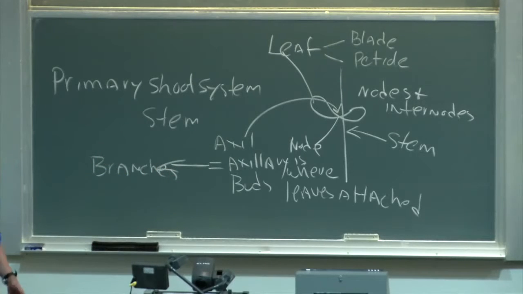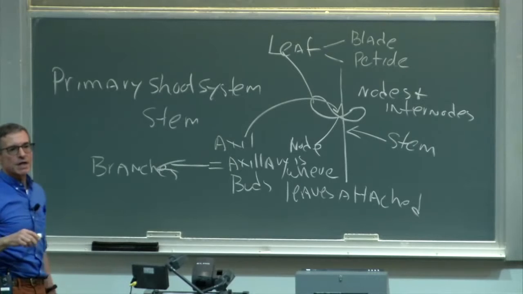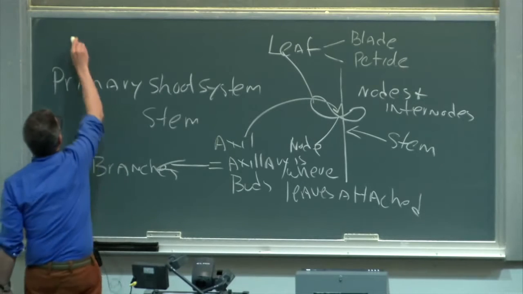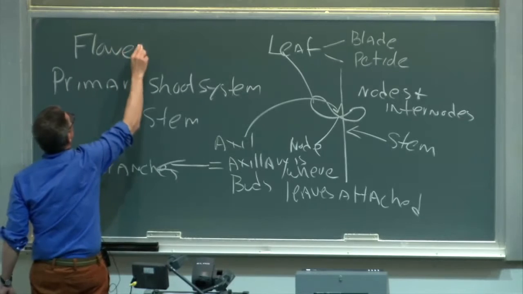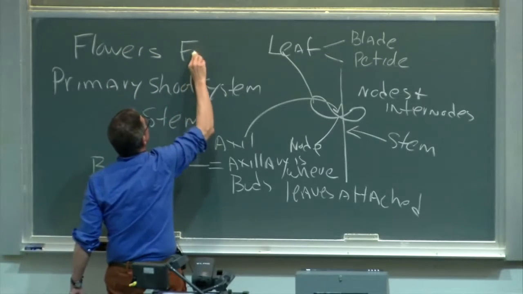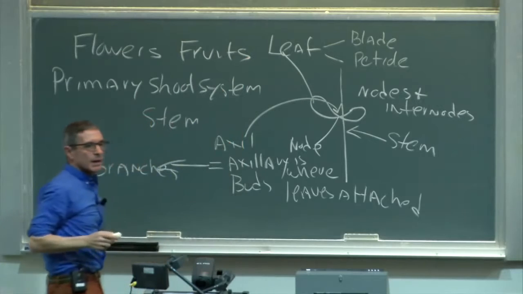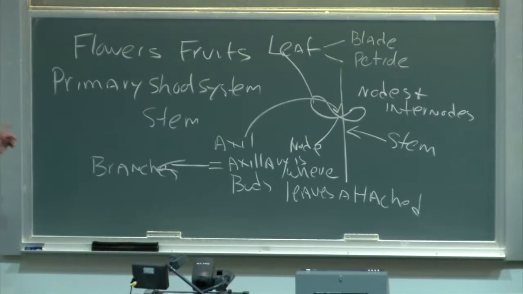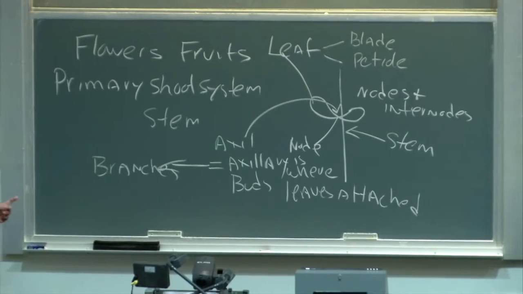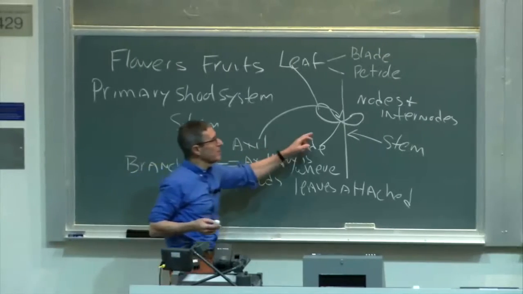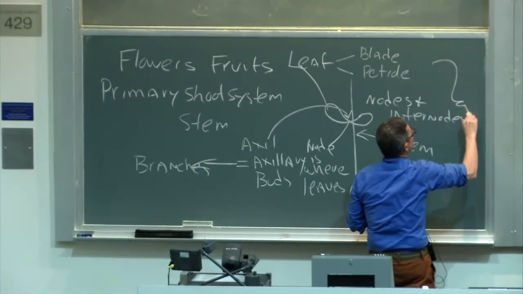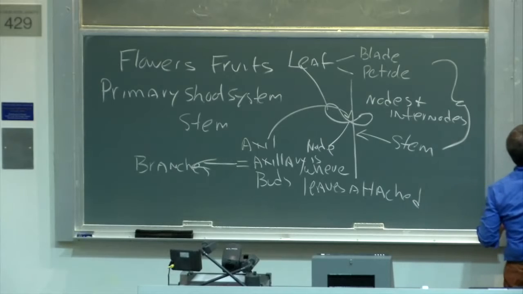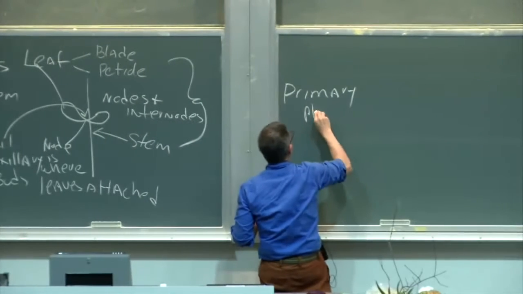There are only two other tissue types or organ types we need to add to this picture to get the shoot system. And those two other types, which we're going to discuss at more length a little later in the class, are flowers and fruits. Taken together, flowers, fruits, the stem with its nodes and internodes, and the leaf with its blade and petiole, and the axillary bud, all of these constitute the primary plant body.